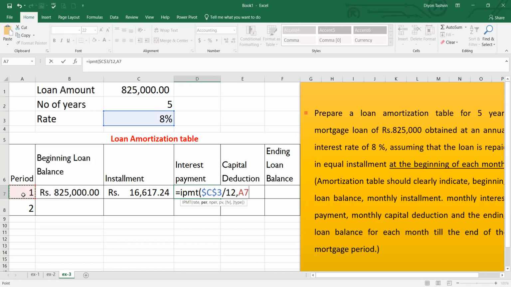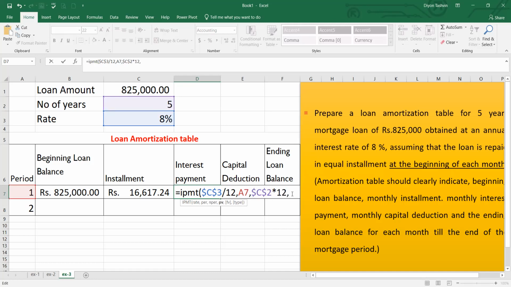Since this period is changing over the period of time, we are not going to use an absolute cell reference. Here, we are going to use the relative cell reference. Therefore, we are not going to fix this cell. Then we have to put the number of periods. Here, the number of periods is 5. However, it's in years. To convert it into monthly, we have to multiply it by 12. Since this is constant, we have to fix it.